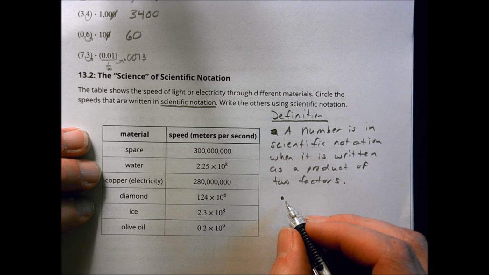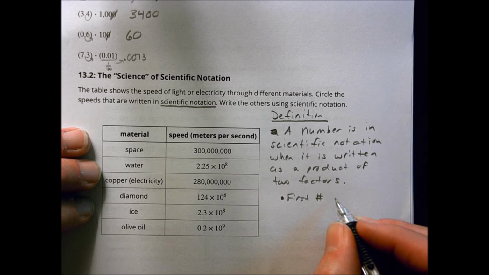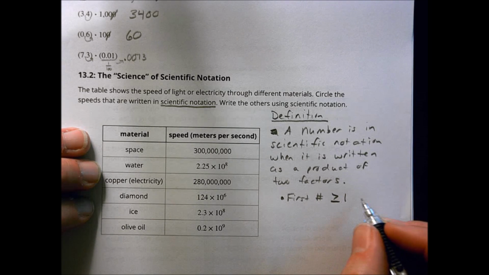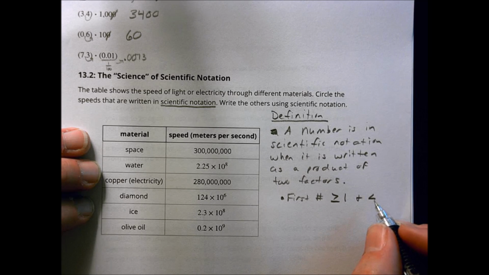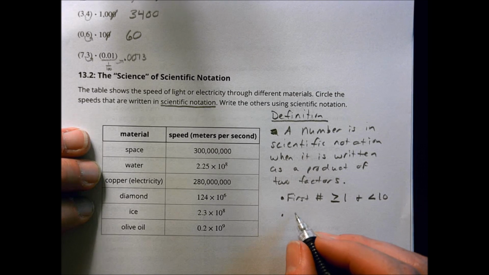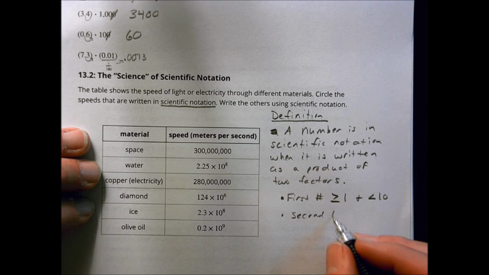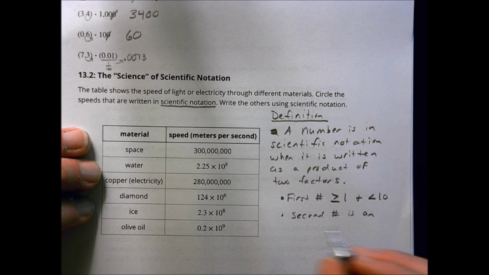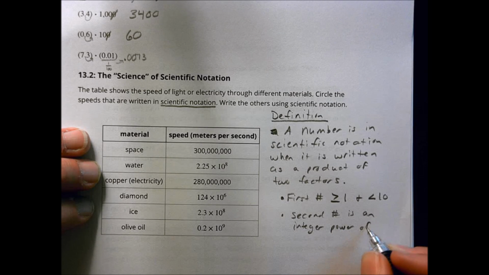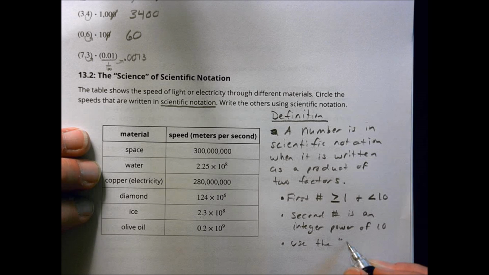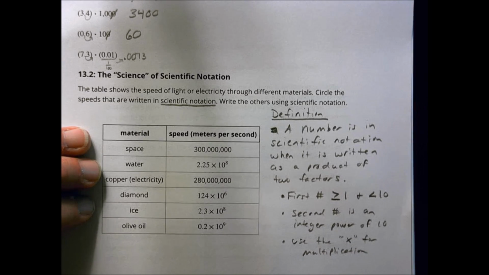And within that, the first number has to be greater than or equal to 1 and less than 10. And then the second number is an integer power of 10. And just as a note, we use the times symbol for multiplication. So that's our definition there.